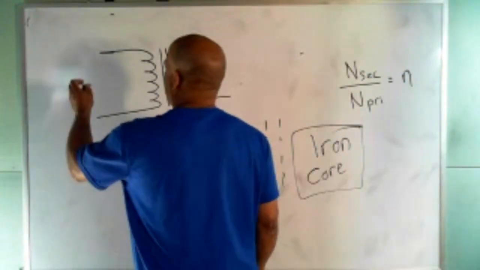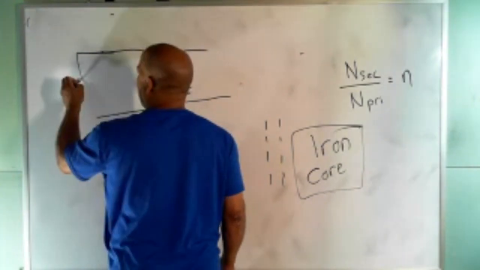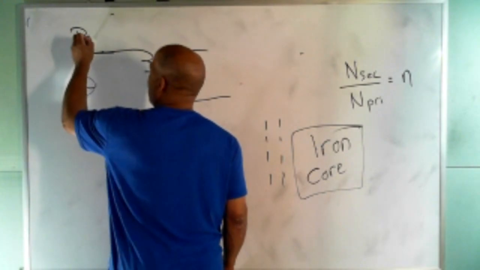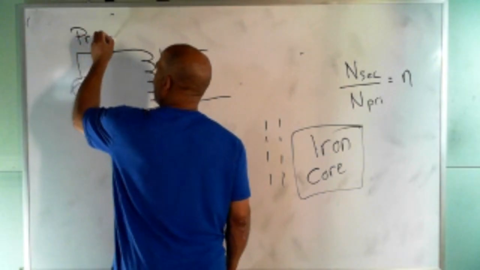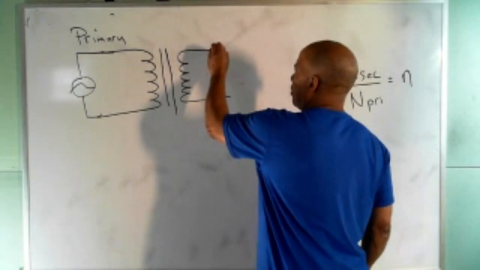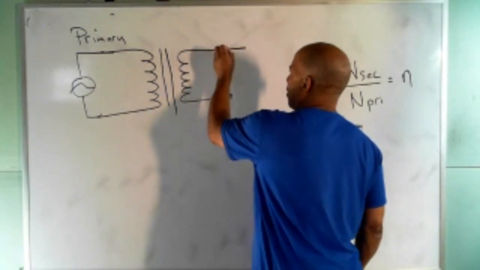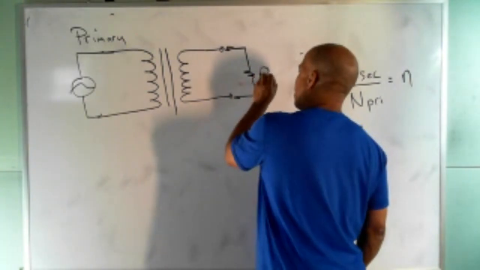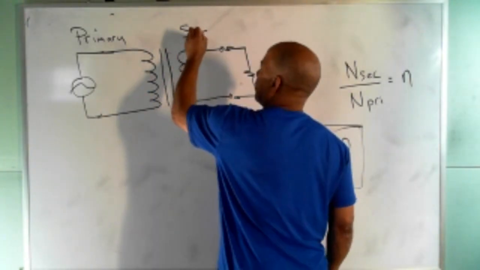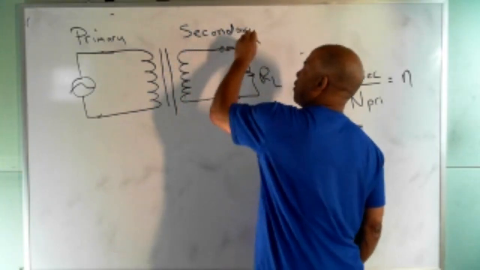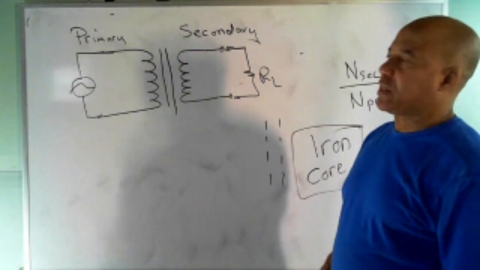The side of the transformer where you hook the power is called the primary coil, or primary for short. And the side where you hook the load is the secondary coil. You just drop the word coil, we call it the secondary. So we talked about that.